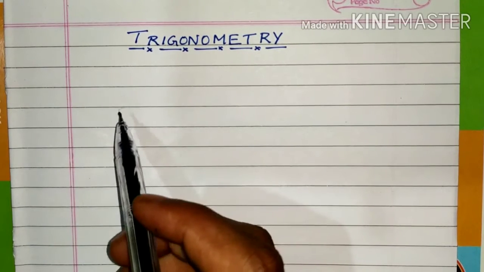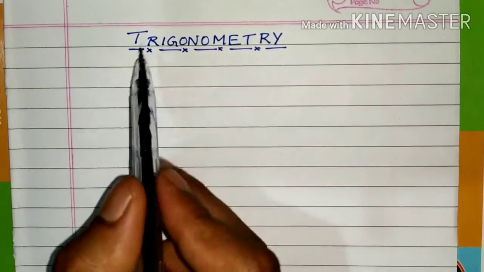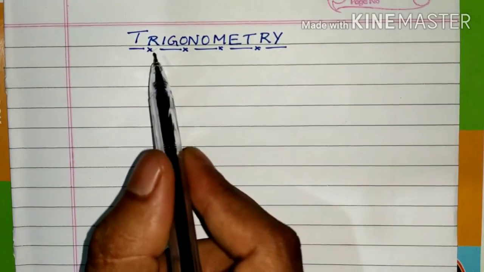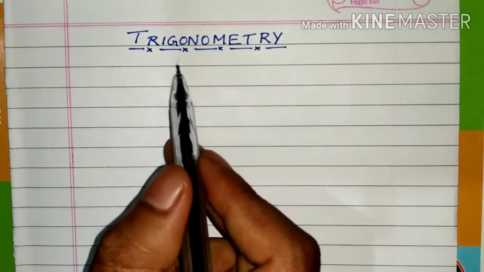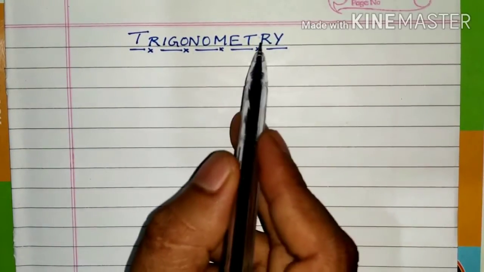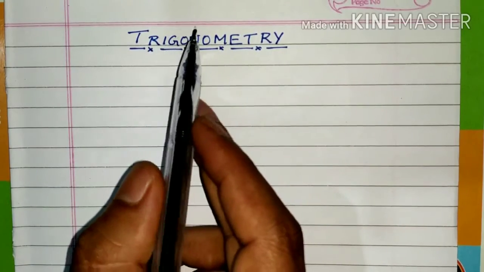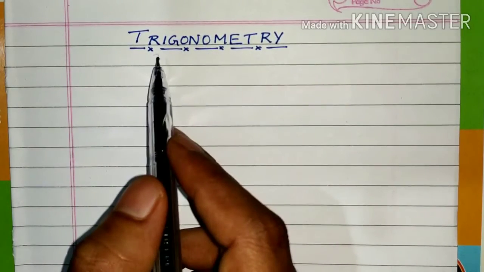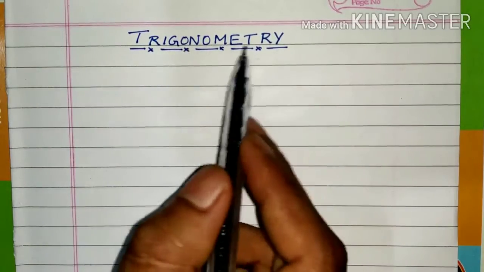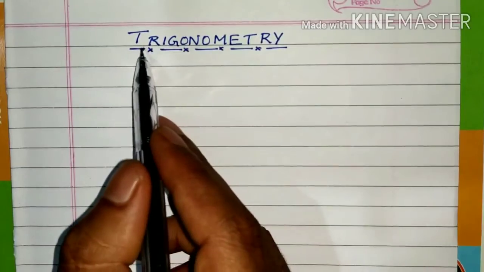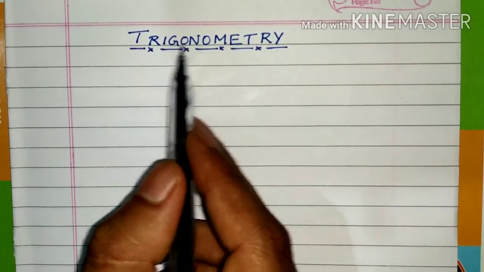Hi students, today we shall discuss the first chapter, trigonometry. I think you have learned this trigonometry chapter in 10th standard. So trigonometry is all about measuring a triangle, or measuring sides of triangle and angles of triangle. So that is the meaning of trigonometry. So metry means measuring the sides of triangle.